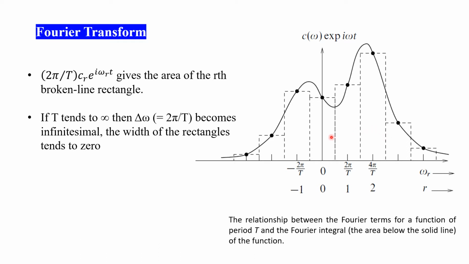The quantity 2π/T times c_r e^(iω_r t) gives the area of the broken-line rectangle. Remember that the integral of this function is just equal to the area under the curve. Now, if the period T tends to infinity, then Δω, which is equal to 2π/T, becomes infinitesimal, and the width of the rectangle tends to 0. So the rectangles become smaller and smaller.